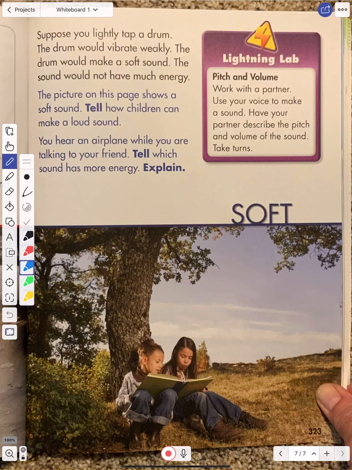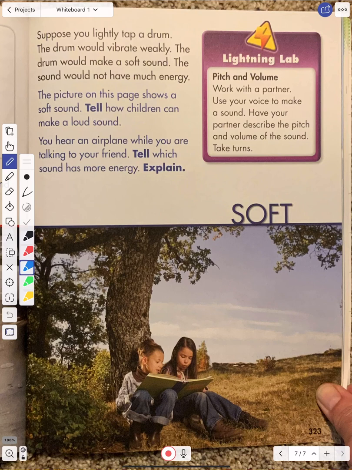Moving on to the lightning lab, pitch and volume. Work with a partner, so you can find someone at home. Use your voice to make a sound. Have your partner describe the pitch and the volume of the sound. Take turns. You could use quiet, you could use loud, you could use a high, or you could use a low sound. And the other thing that I thought was really kind of fun is to feel your neck and feel the vibration as you're speaking.